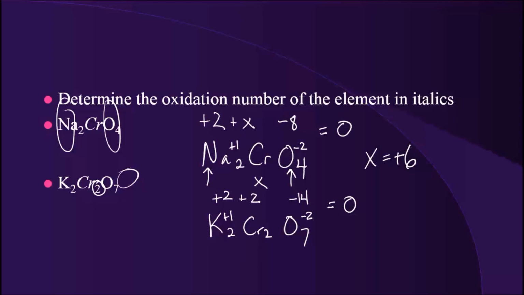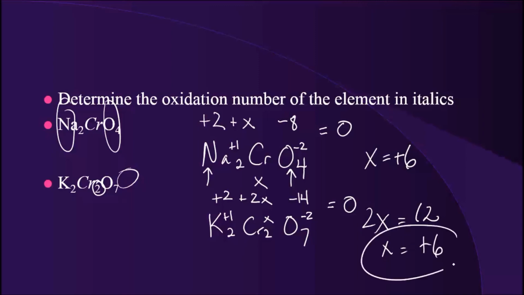Now, what makes this one hard is that we're looking for x, and there's 2 of them. So 2 plus 2x must balance out the 14. 2x is equal to 12. X is equal to 6. Sandwiches. Sandwiches. And you're trying to find the mystery meat.